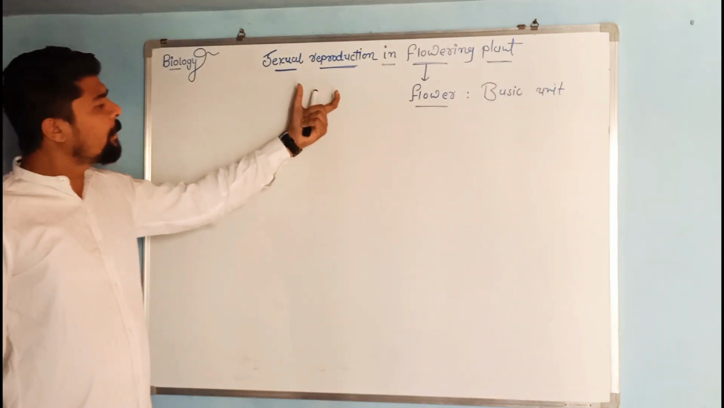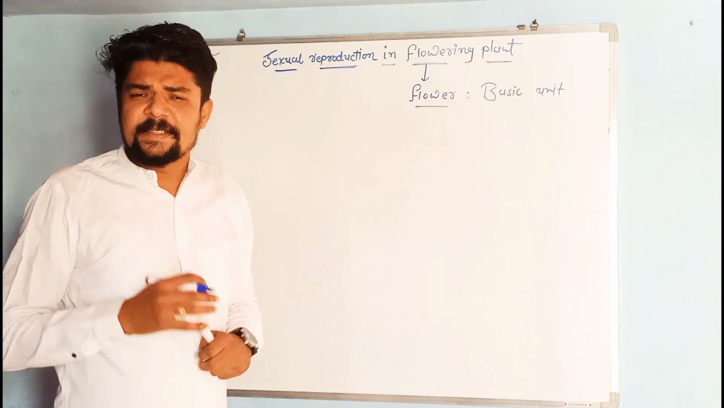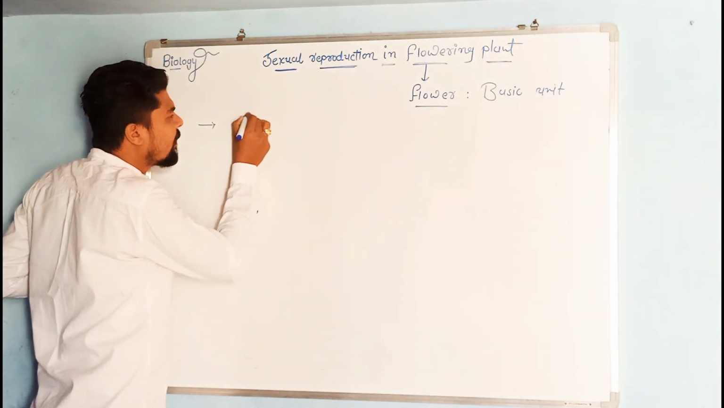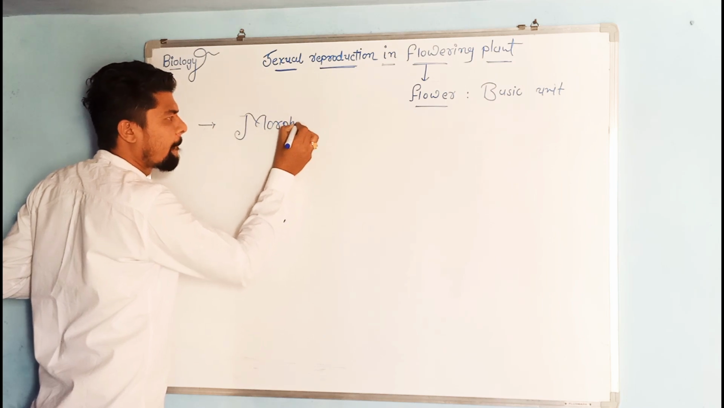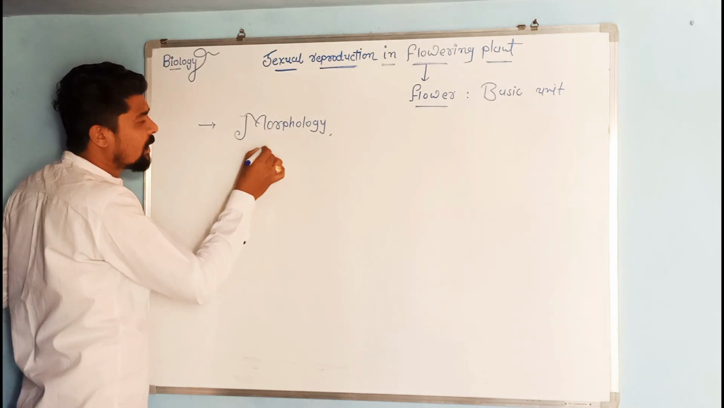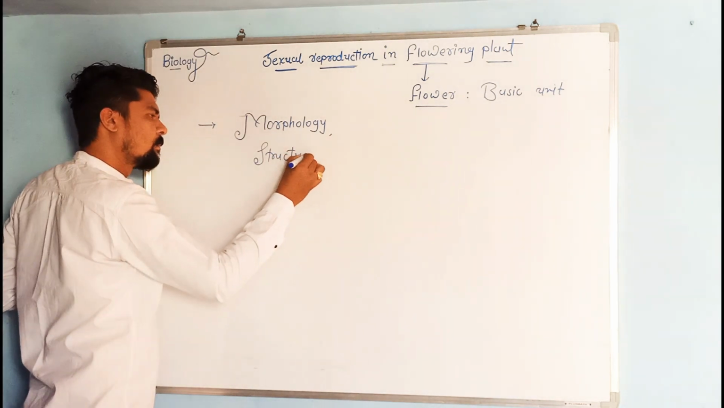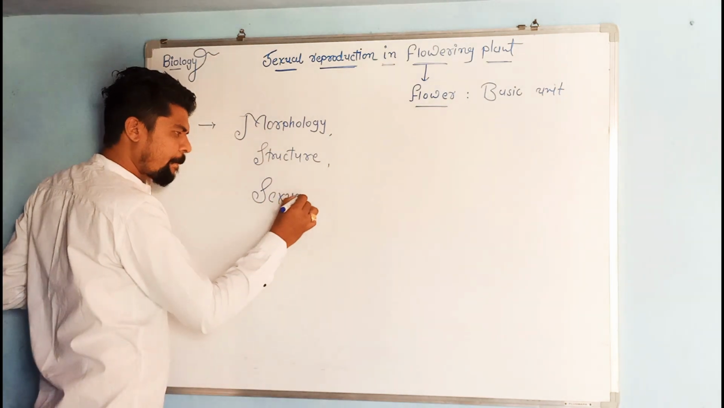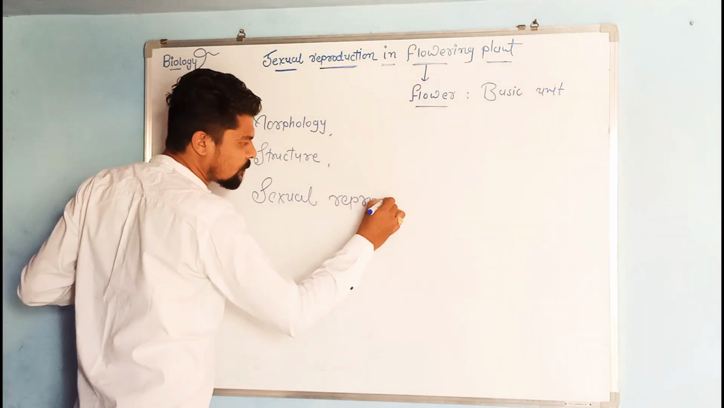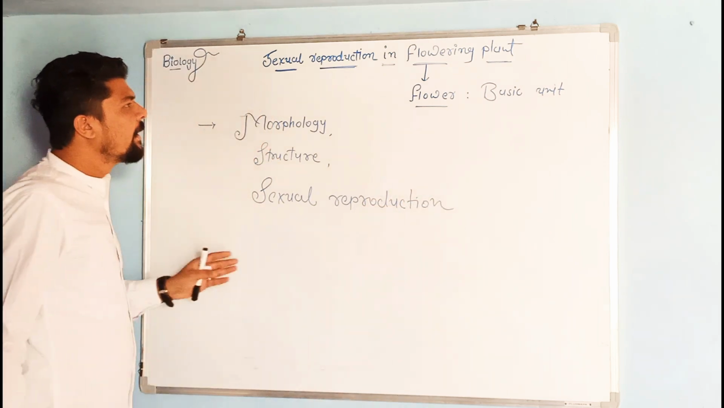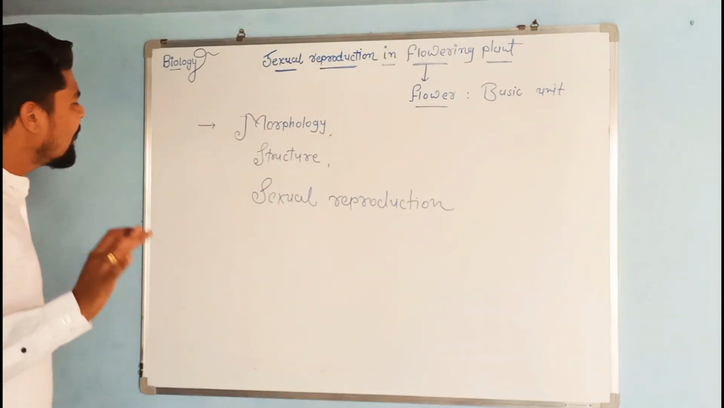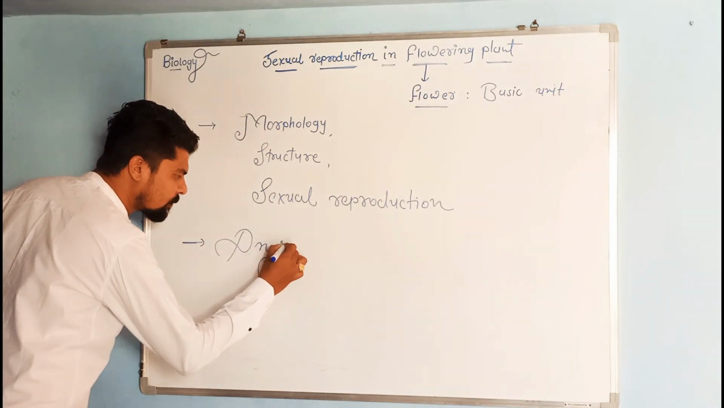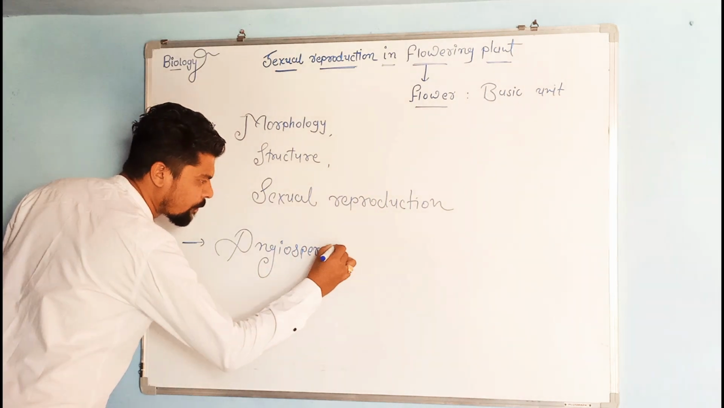So, reproduction in flowering plants. In this chapter, we understand the morphology, structure, and the process of sexual reproduction in flowering plants. So all this process is studied in angiospermic plants.